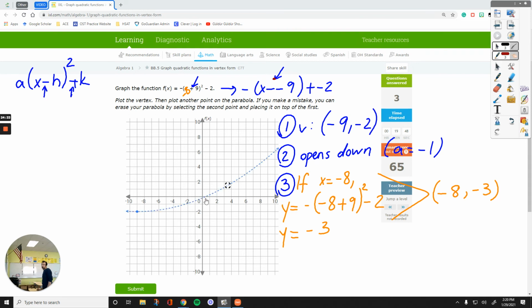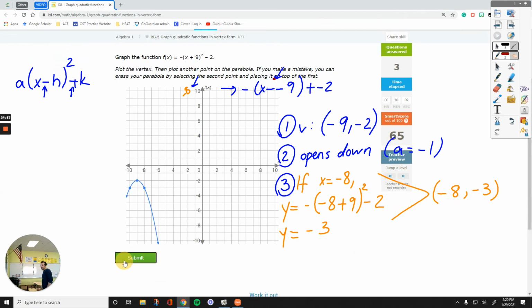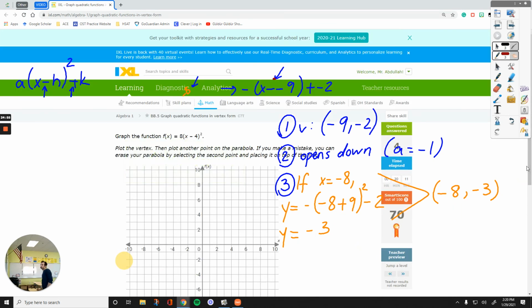Let's plot it. Over 8, down 3. It looks weird, but that graph would continue this way. Oops. Negative 8, over 3 is right here. Yep. So let's submit this and do one more.